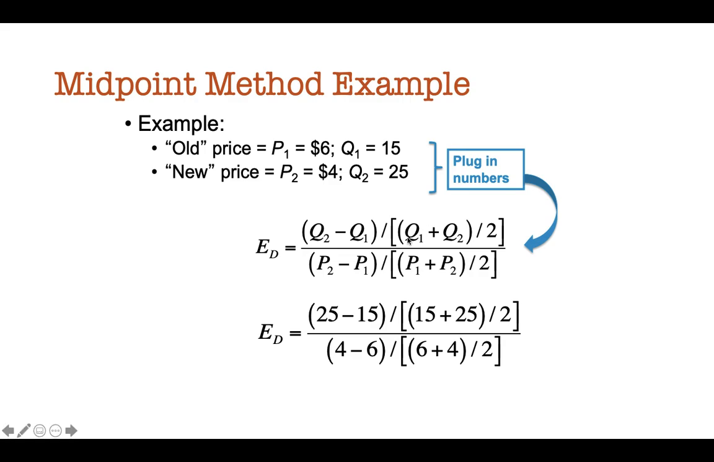But plugging them in here, we've got the quantities up top, Q2, 25 minus Q1 of 15, divided by my average here. P2, the second price, was $4. It was actually the lower price, right, because we dropped the price here, minus the original $6 price, and then divide that by the average, then add it up and divide it by 2. So if we simplify that, we get 10 over 20, and we get negative 2 over 5. Simplify that down one more time, you'll get 0.5 up here and negative 0.4 down here. You should get 1.25 as your answer.